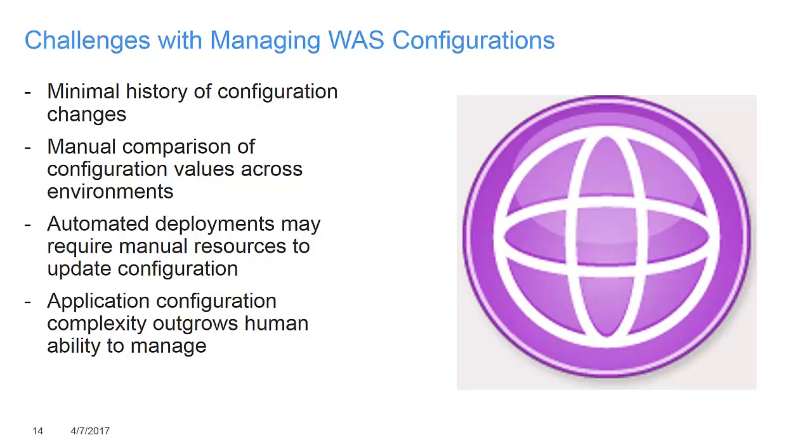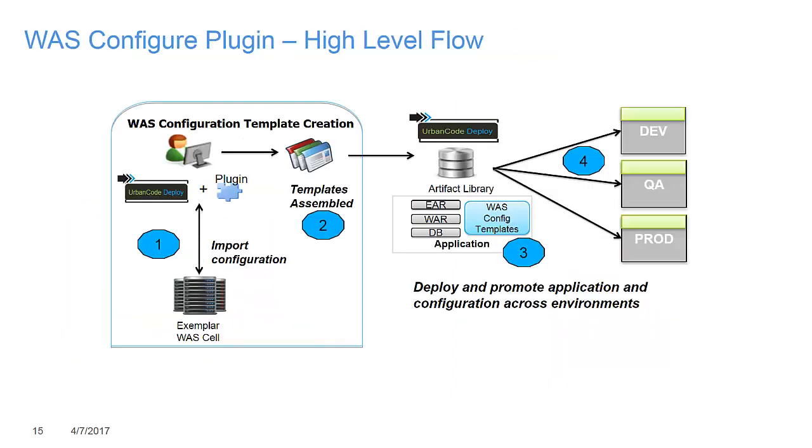Even if you have automated deployments, there still may be some manual resources needed to update your configuration. And to solve some of these problems, users have built libraries of wsadmin scripts or some homegrown tools to help manage their configurations, but it gets complex and difficult to manage. The WAS Configure plugin for UrbanCode Deploy was built to alleviate these challenges for you. Let's take a look at the high-level flow of the WAS Configure plugin.